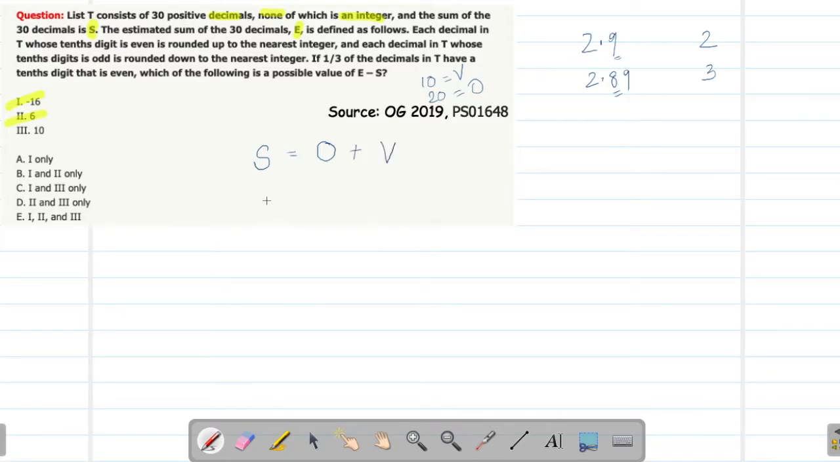We are also given that the estimate E is equal to the estimation rule applied on all the numbers with odd 10th digit plus estimation applied to all the numbers with even 10th digit. We are asked to find E minus S. I can conclude E minus S would equal OE minus O plus VE minus V.